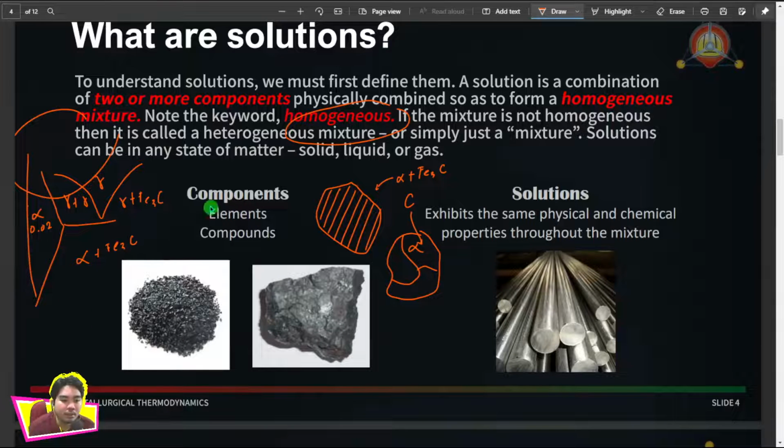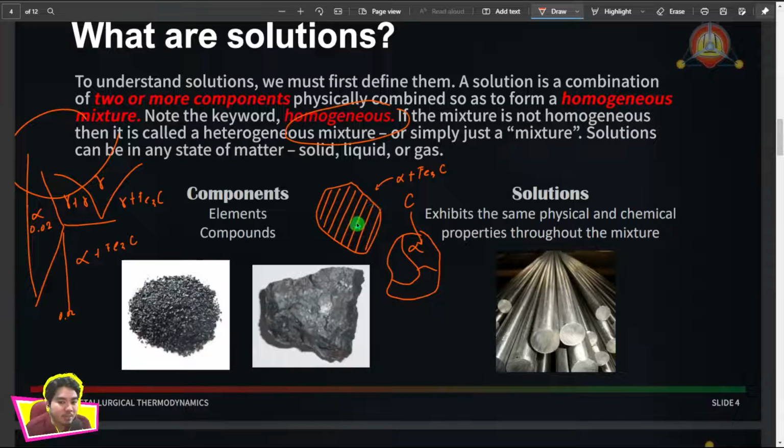No? So, ang alam ko, this is 0.02. Okay? So, meaning alpha can hold a maximum of 0.02% carbon. Okay? So, pagka ganyan, this is one phase. This is homogeneous, no? This is homogeneous because the carbon is indistinguishable, yung parang individual particles na, because it is fully dissolved in your alpha.